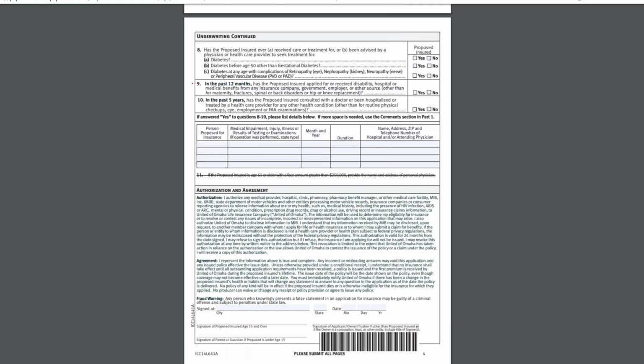You'll need to write up an explanation of why they're on disability, how long they've been on disability, and I think I mentioned why they're on disability. And then in the past 5 years, has the proposed insured consulted with a doctor or been hospitalized or treated by a healthcare professional for any other health condition than routine physical checkups, eye, employment, or FAA examinations? So you need to be able to answer that. And then if you answered yes to anything, here is where you would need to fill in the explanation.